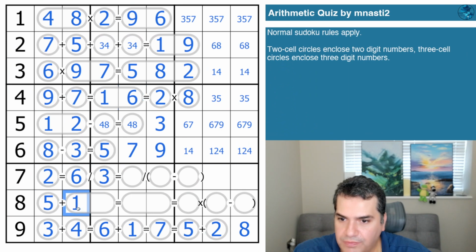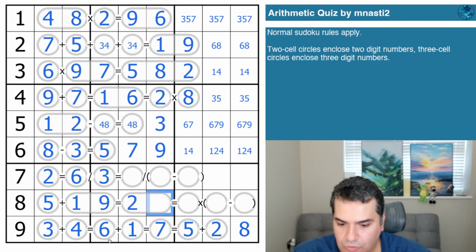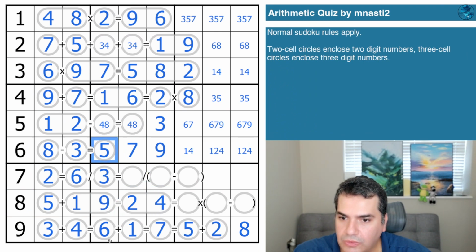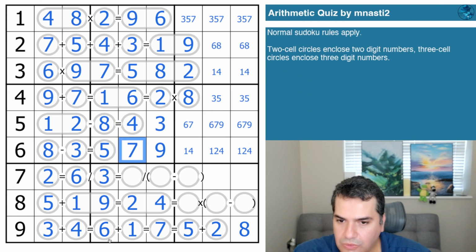Now I have 5 plus some digit, well, some 2 cell digit is equal to 2 clearly. Otherwise we'd repeat the 1. So this has to be higher than 15. It's not 16, not 17, not 18. It can only be 19, with a 4 in here to get to 24. I'm sure I can probably tidy this up a bit. That's 4, that's 3, that's 8, that's 4.